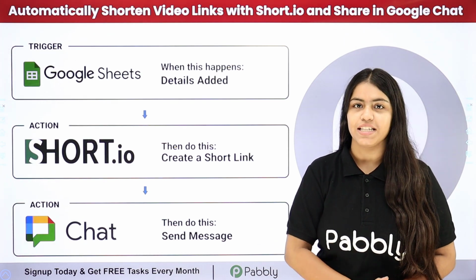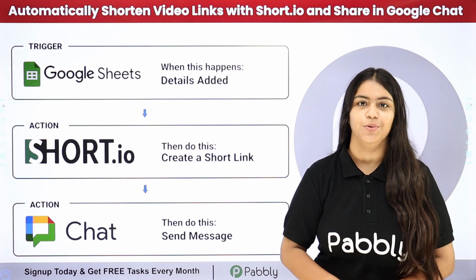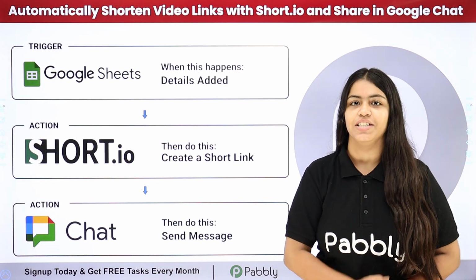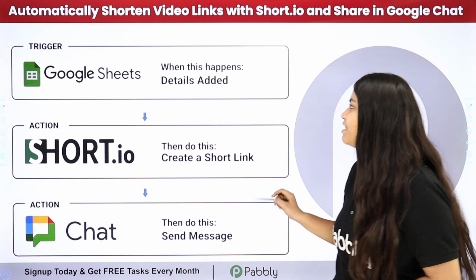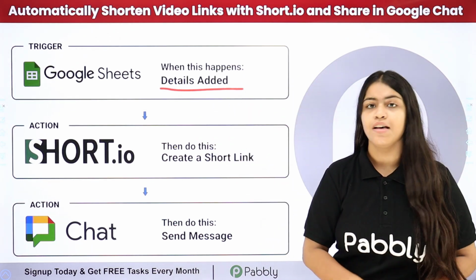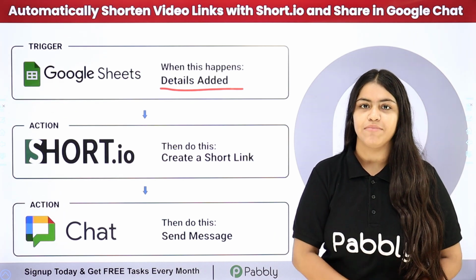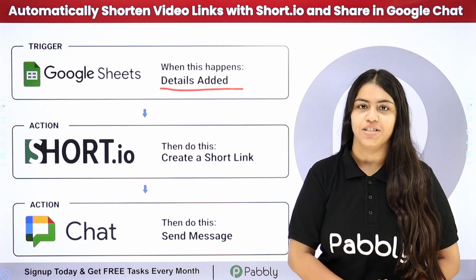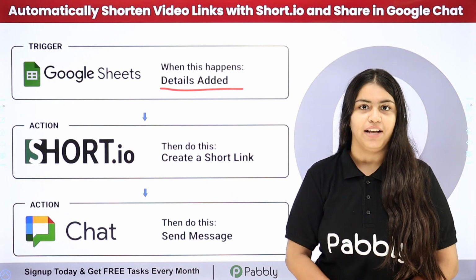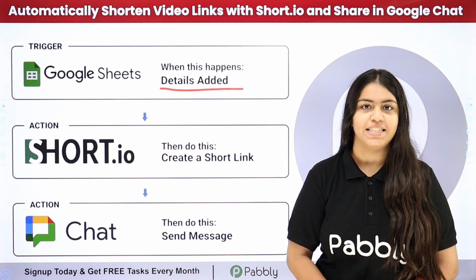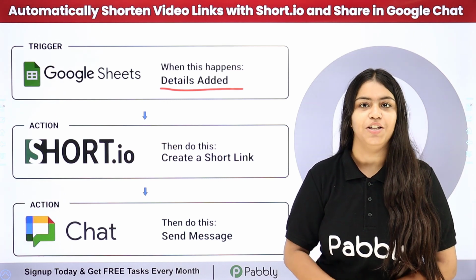And what we do is we add the details of our video in our Google Sheets, like the video title, video URL and many other details. So now what I want is that as soon as I add the details in my Google Sheets, automatically with the help of the same details, the video URL should be shortened with the help of short.io. And using that same short URL, a Google Chat message should be sent notifying my team about the new video.